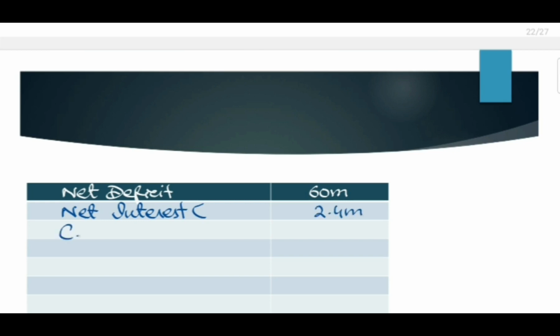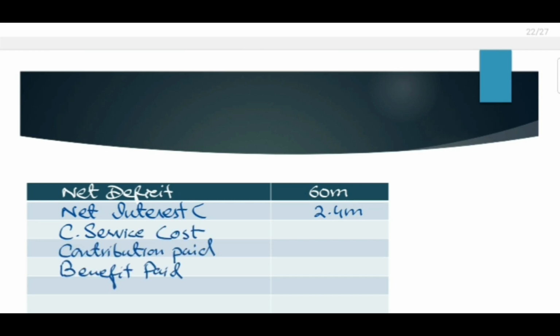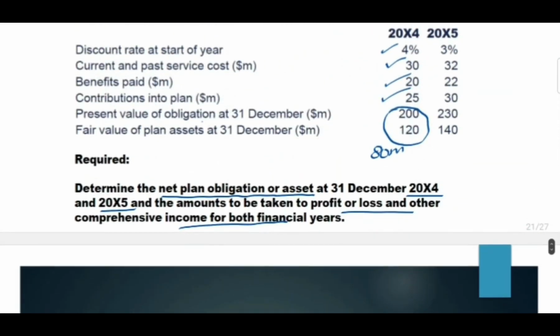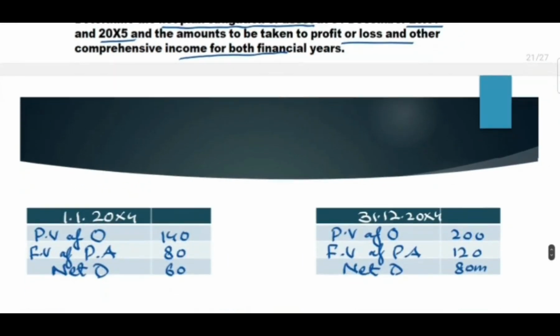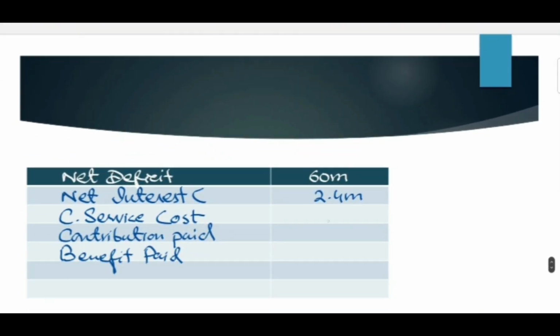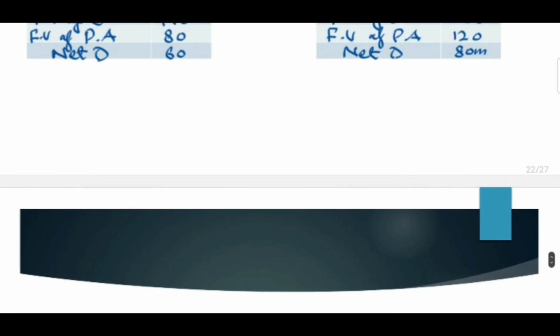Then current service cost. Current service cost is given as 30 million, while the benefit paid is 20 and contribution paid is 25. So current service cost is 30 million, contribution paid is 25, and benefit paid is not adjusted here because it has the same effect on plan asset and plan obligation. So next we need to consider the net deficit at the end of the year, and that is 80 million.